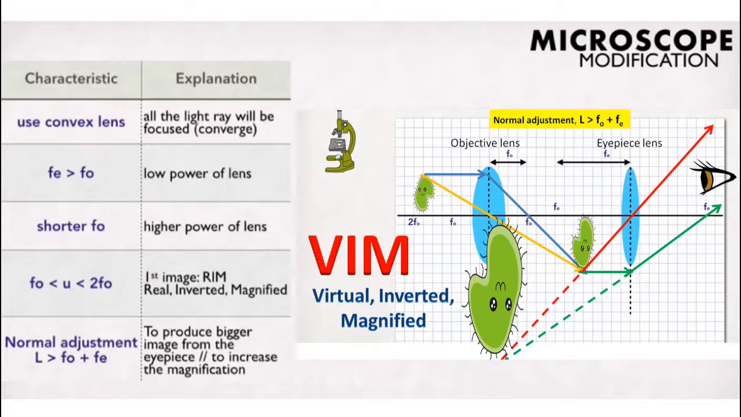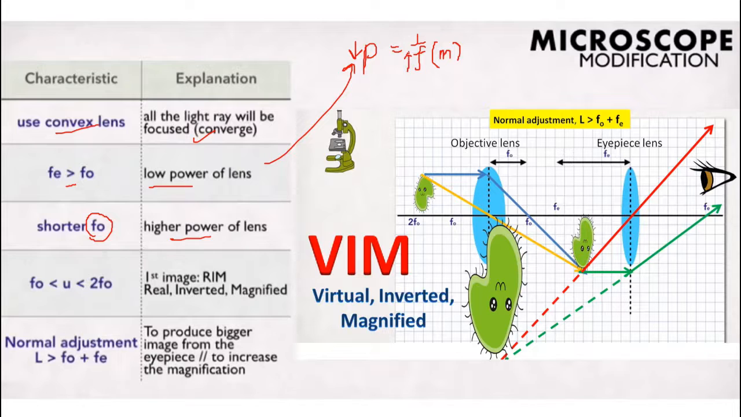Microscope modification. We use convex lens to build the microscope, so that all the light rays will be focused or converged. Second, we select the focal length of the eyepiece lens longer than the focal length of the objective lens, so that you will have the low power of the lens. From the formula, P equal to 1 over F, you have to change the unit of F to meter. But the relationship is when you have a higher value of F, you will get a low value of power. So, for the focal length of the objective lens, when it is shorter, it has a higher power.